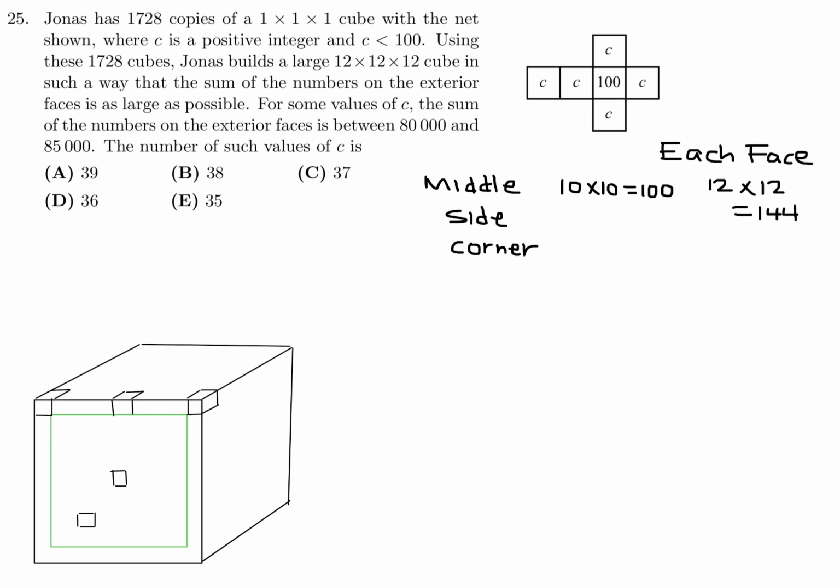Now the corners are easy, right? There's only 4 corners. You got 1 here, 1 there, 1 there, and 1 there. So 4 corners on each face. So just put a 4 there.